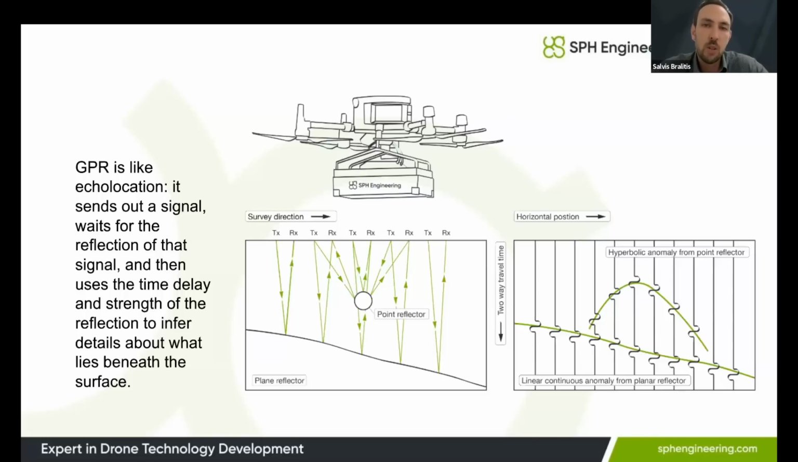I do have to mention that GPR has been a technology around since the 70s, when the military really developed it. And actually, GPR on a drone is fairly new, and it's only been a few years till this technology is made available.